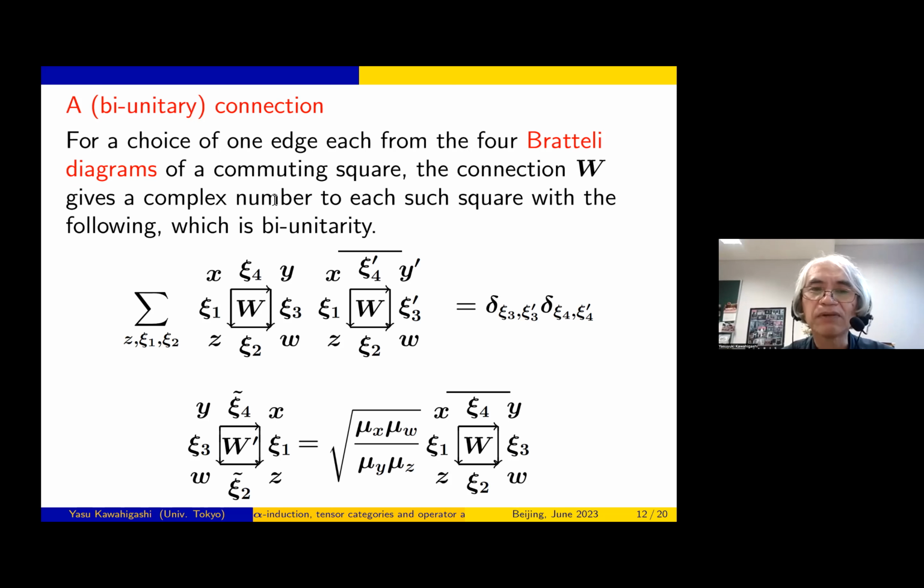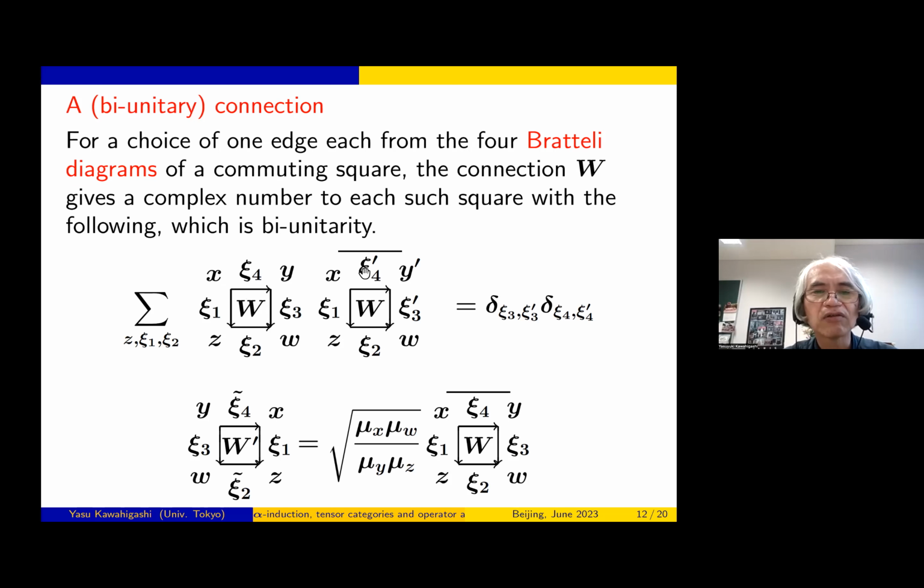Then from a choice of these four edges, somehow we can produce a complex number from such a square. This is just linear algebra where I omit details, but this is entirely elementary, something undergraduate mathematics. Then we draw this kind of picture. So we have a square picture, and for this left square, x, y, z, w label the vertices of this square picture, and then the edges of this square are labeled with Xi1, Xi2, Xi3, Xi4. These are four edges from the four Bratteli diagrams.